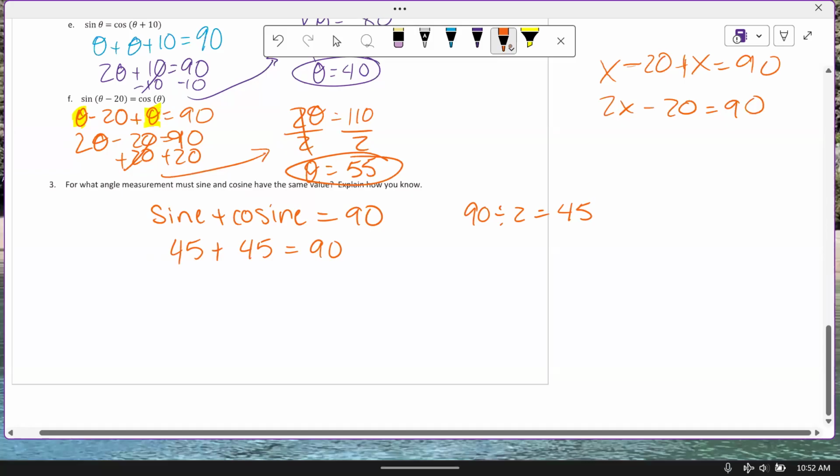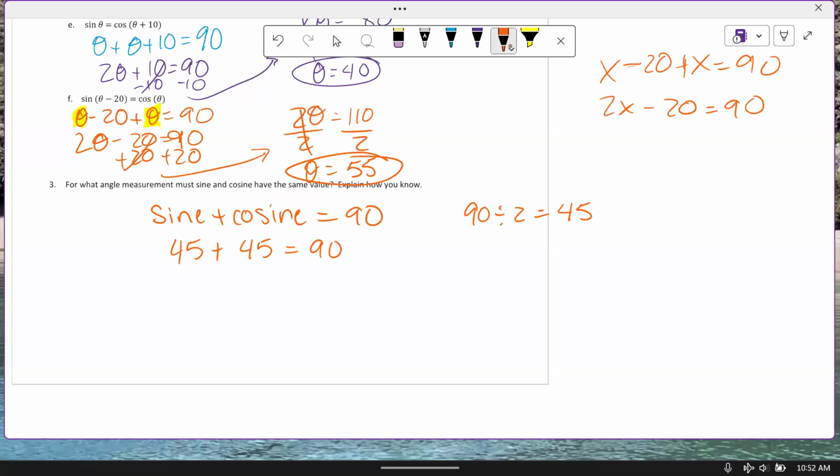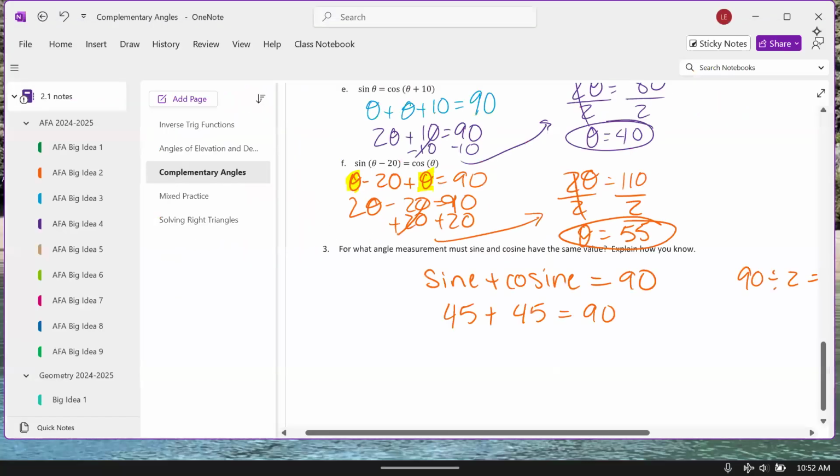So they would both have to be 45 degrees. And we know this because sine and cosine are complementary angles. So they add up together to get 90 degrees. So half of 90 is 45, right? Don't overcomplicate it. Cool. We are done with complementary angles.